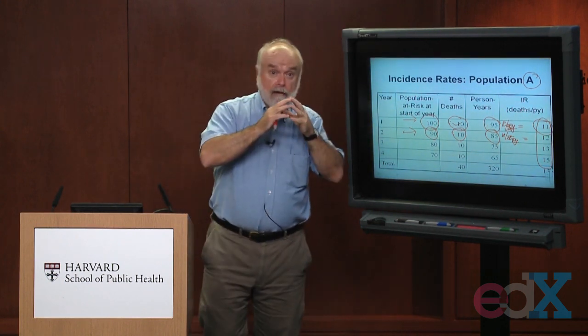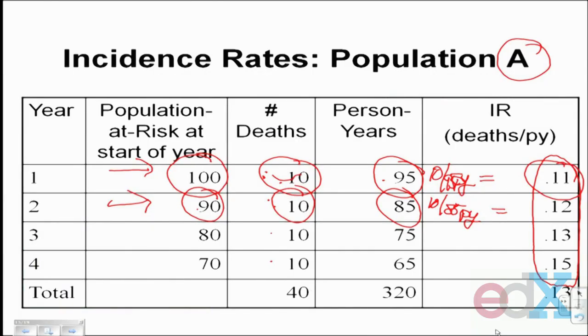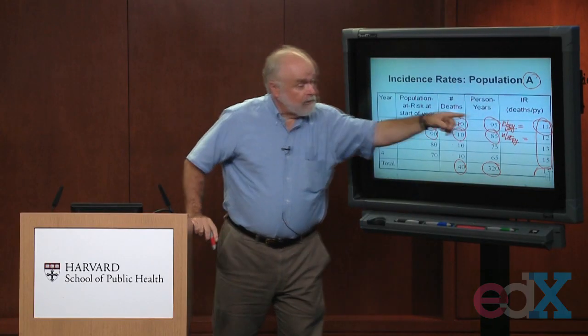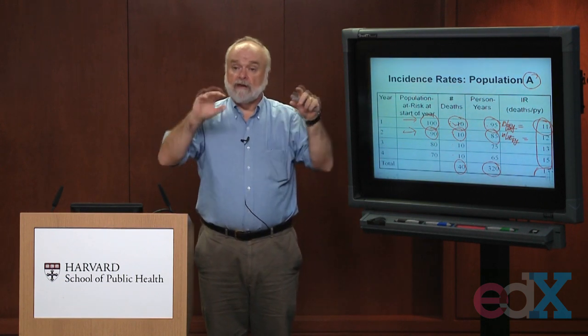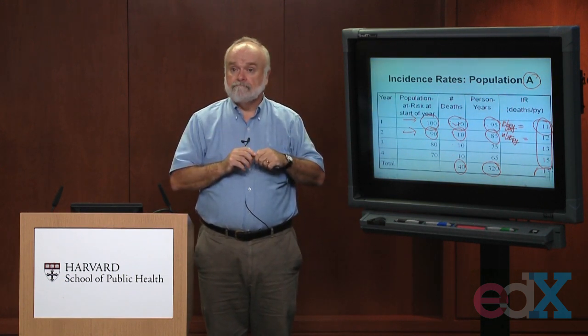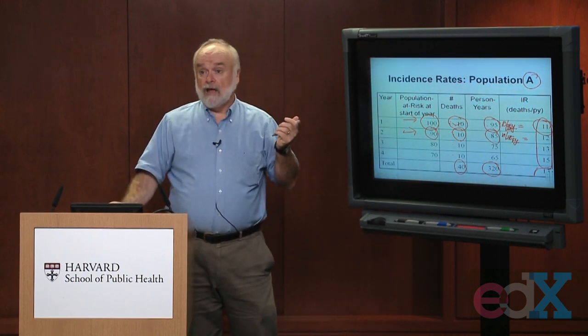Now, if you come along and calculate a single value for the incidence rate, total number of deaths, 40, divided by total person time, adding up all the person years, 320, you'll get a value, 0.13 deaths for every 1 person year, and that 0.13 is an average. It's an average of the 0.11, the 0.12, the 0.13, and the 0.15 incidence rates that exist at the 4 different years of follow-up. So that's how you can measure the incidence rate function for population A.